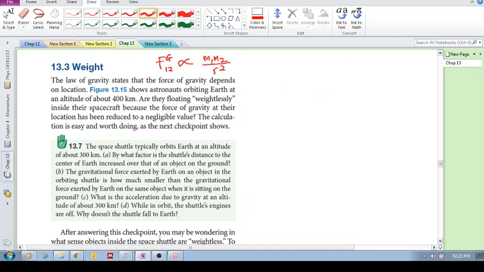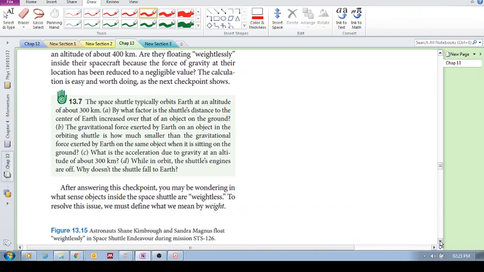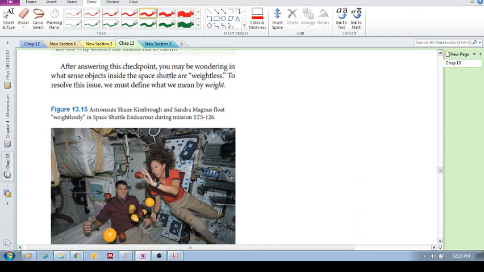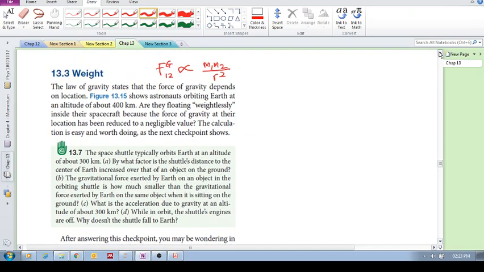Then they say this figure, 13.15, of these astronauts floating, apparently weightless. It shows these astronauts orbiting at about 400 kilometers above the Earth, floating weightlessly inside the spacecraft. And the interesting question is, do they float weightlessly because this force of gravity has been reduced to a negligible value?